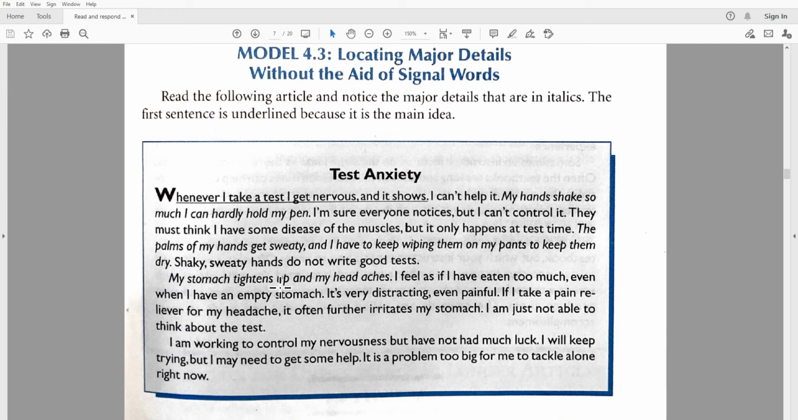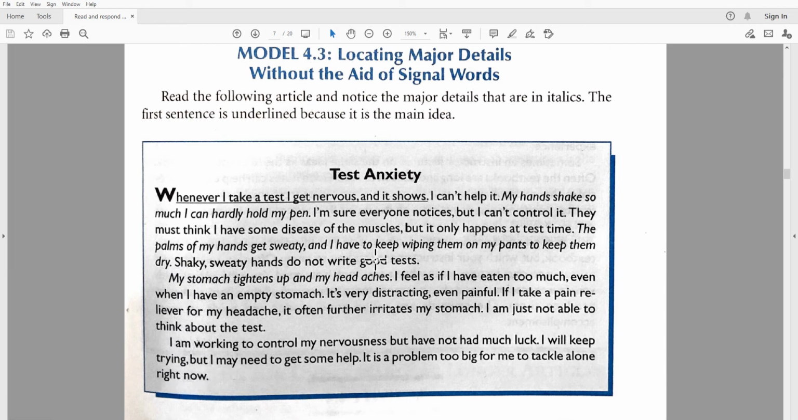My stomach tightens up and my head aches. I feel as if I have eaten too much, even when I have an empty stomach. It's very distracting, even painful. If I take a pain reliever for my headache, it often further irritates my stomach. I am just not able to think about the test. I'm working to control my nervousness, but have not had much luck. I will keep trying, but I may need to get some help. It is a problem too big for me to tackle alone right now.